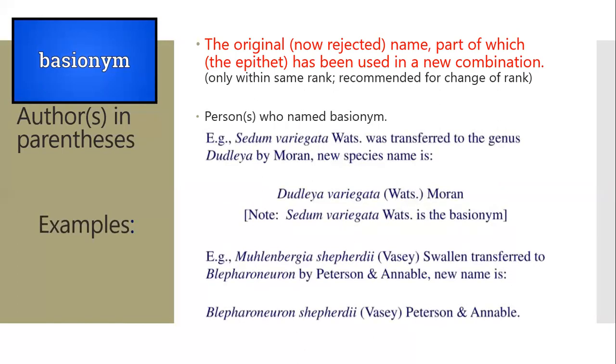Example, Sedum variegatum Watts was transferred to the genus Dudleya by Moran. The new species name is Dudleya variegata (Watts) Moran. So when Sedum variegatum Watts was transferred to the genus Dudleya by Moran, the new species name became Dudleya variegata, open parenthesis Watts, close parenthesis, Moran. The original epithet variegata is retained, and the author associated with the epithet, Watts in this case, is also retained, but is placed in parentheses preceding the new author. The basionym in this case is Sedum variegatum Watts, the original name. So you can see it in the example.